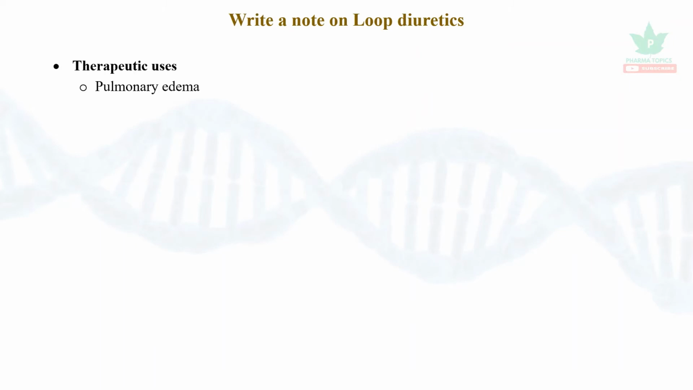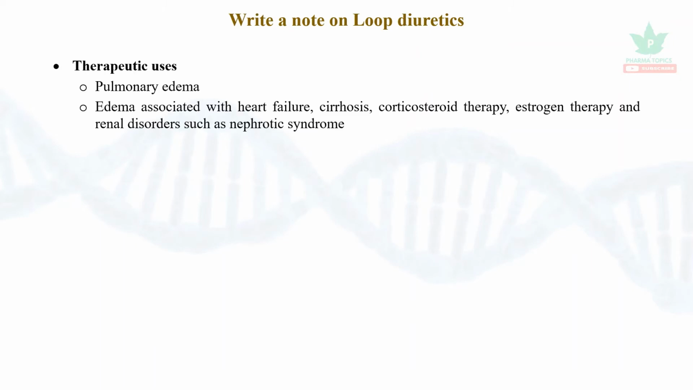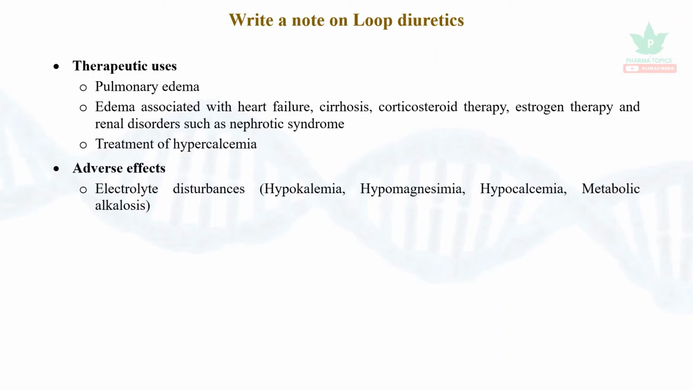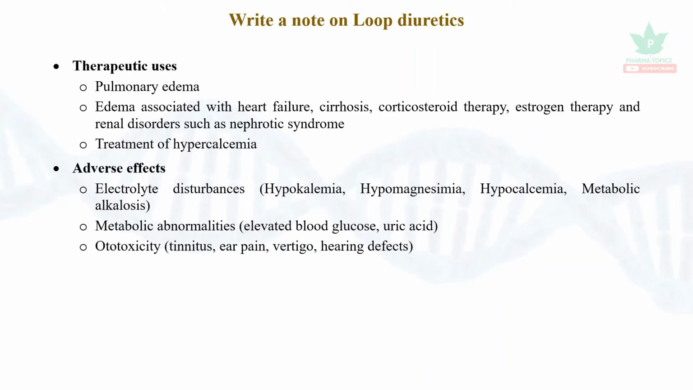Therapeutic uses of loop diuretics are pulmonary edema, edema associated with heart failure, cirrhosis, corticosteroid therapy, estrogen therapy, and renal disorders such as nephrotic syndrome. They are used in treatment of hypercalcemia. Adverse effects, they cause electrolyte disturbances such as hypokalemia, hypomagnesemia, hypocalcemia, and metabolic alkalosis. And metabolic abnormalities, elevated blood glucose and uric acid.